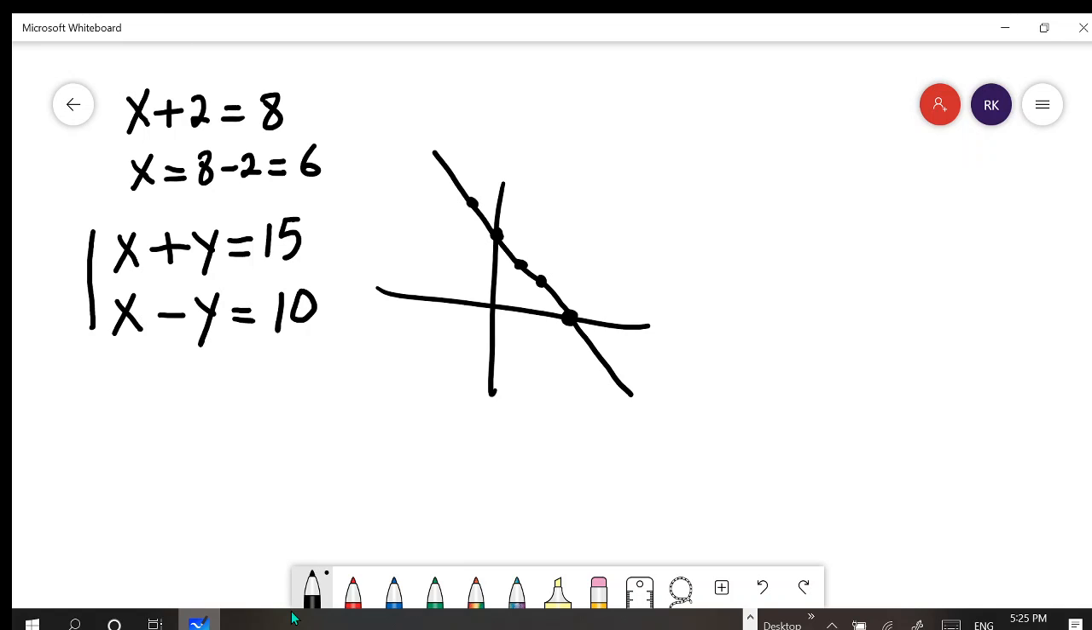Now, if you think of all the points on this line and all the points on this line, then, well, x minus y equals 10. When x is 0, y is negative 10. And when y is 0, x is positive 10. Remember, this was 15. So here is, let's say, this is 10. It's not accurate, but we get another line here, right? Now, this line and this line, they intersect at that point.